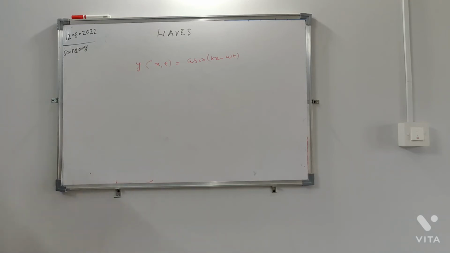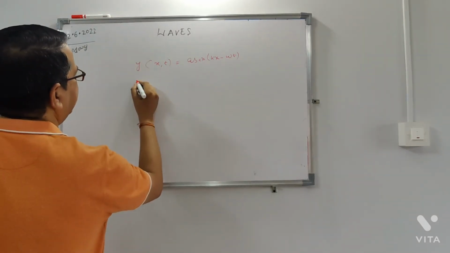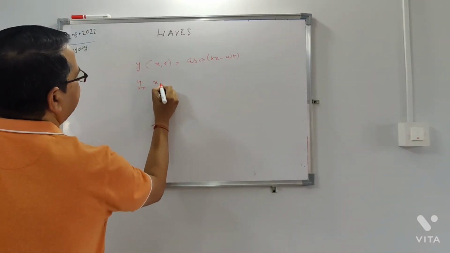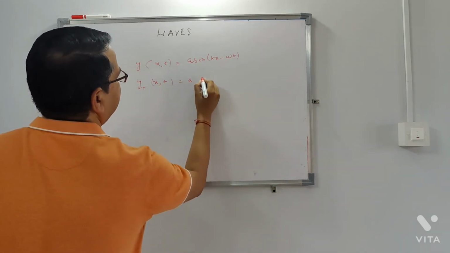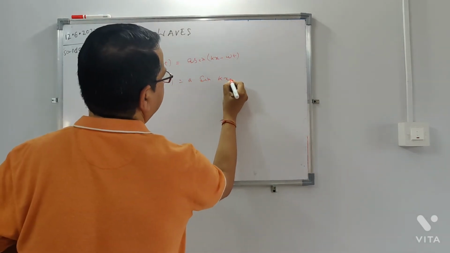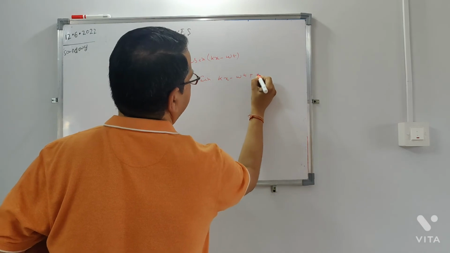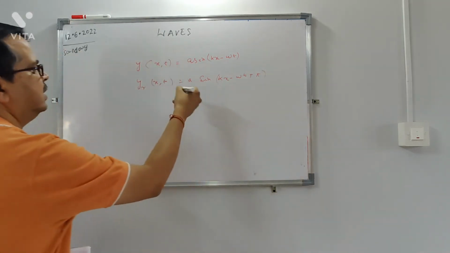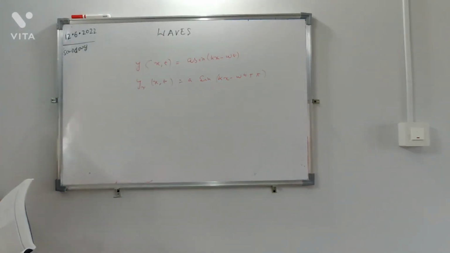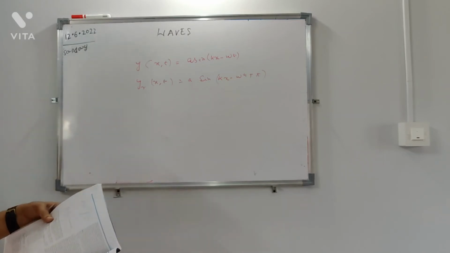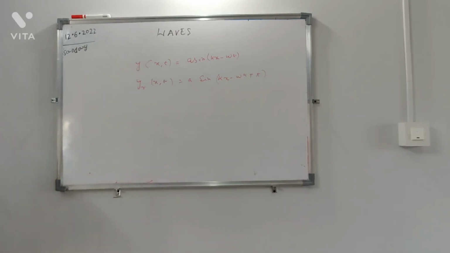So the reflected wave equation will be, you have to add pi to it. So y reflected will be equal to A sine kx minus omega t plus pi. So if this is the case, this sine is 1. There in wave optics also, there will be a difference of pi. And then we'll get into normal modes and all that. Nodes.